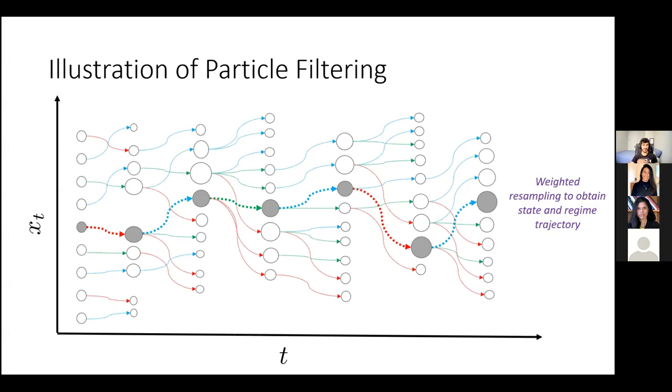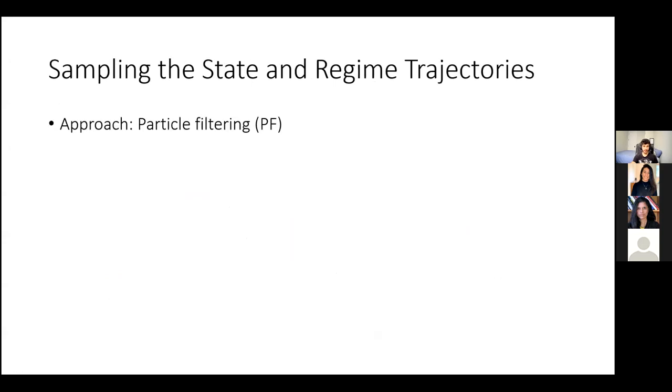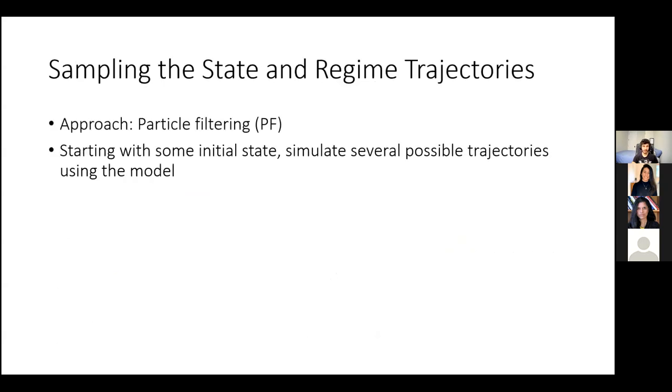Okay, so that is the algorithm for sampling the regimes and states. And so we're going to take this Gibbs sampling method and apply it to a particular problem where we want to use it, the ecological problem that I had mentioned earlier, to estimate those demographic parameters.